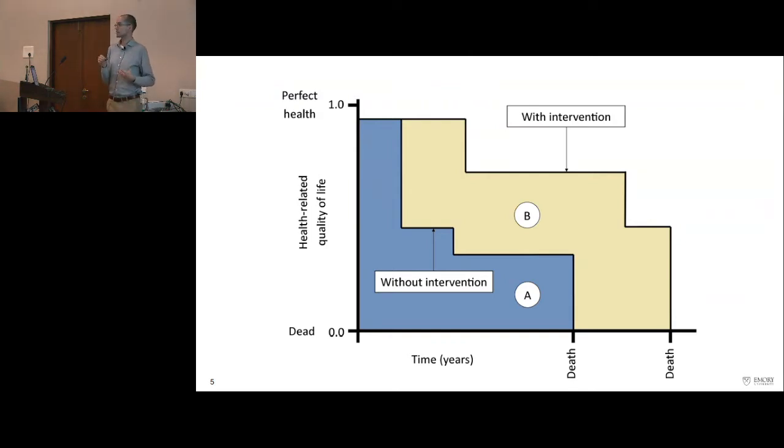While with the intervention, the same person could live in this almost perfect quality of life a little bit longer, then she gets a little worse, but lives much longer in this quality of life. She gets worse until she dies. So in that case, the amount of quality adjusted life years would be the sum of the blue shaded and yellow shaded area. The yellow shaded is essentially the incremental gain in quality adjusted life years.